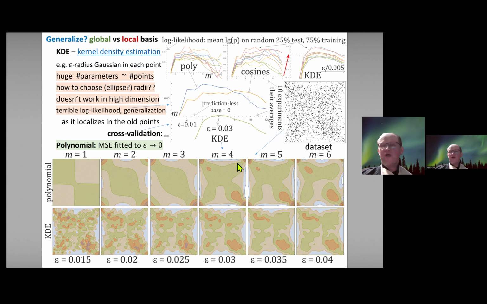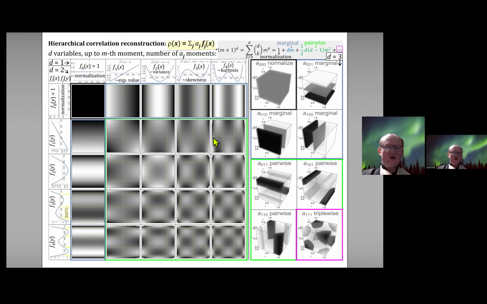So why is it better? Kernel density estimation assumes that the new points will be close to the old points. So this is not very good for generalization. We have some training set here, and then the test sets will not necessarily be close. So instead, for generalization, the moments are much better. They are literally the general behavior of our sample. So we can see that for generalization, the polynomials, the global basis, work much better than kernel density estimation, which is very poor for generalization in higher than one dimension.